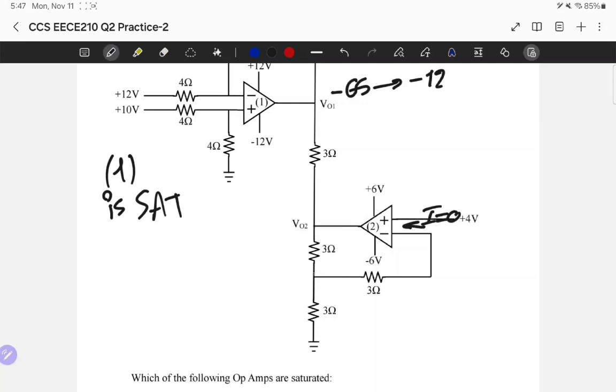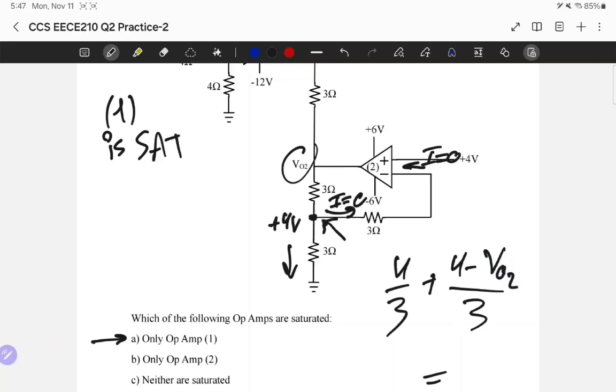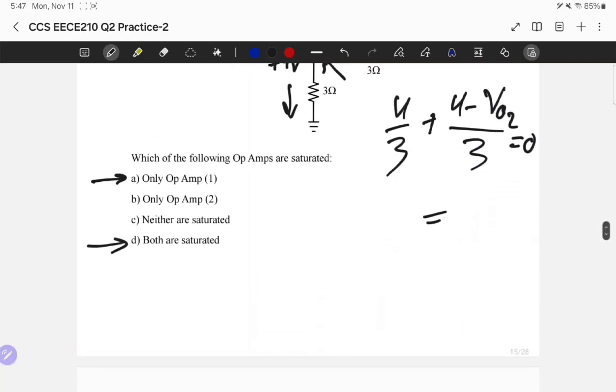I need to find VO2. Remember, I have plus 4 volt here, and I need to find this. So I can apply KCL in here. I can apply node voltage. So the current in here is 4/3. The current in here is 0. No current flows into the operational amplifier. And then finally plus 4 minus VO2/3, the current in here. All equal to 0.